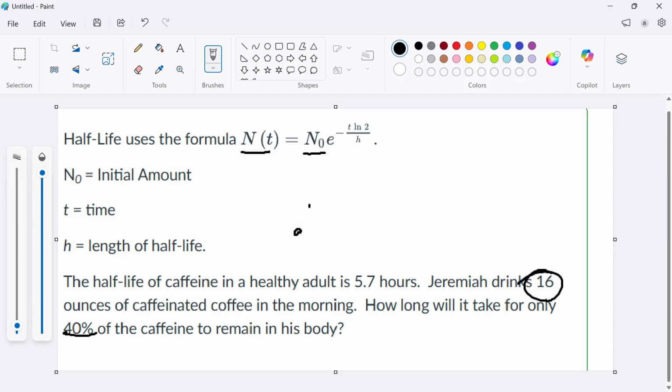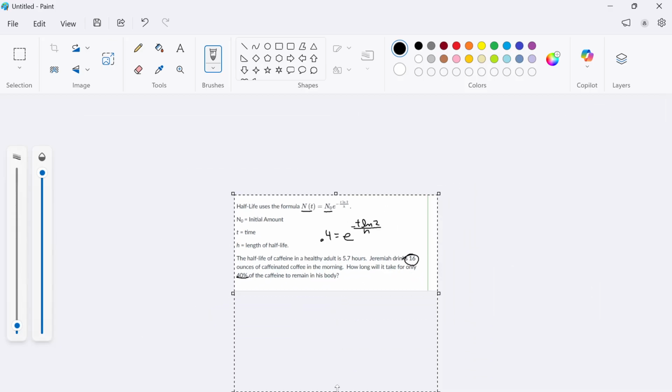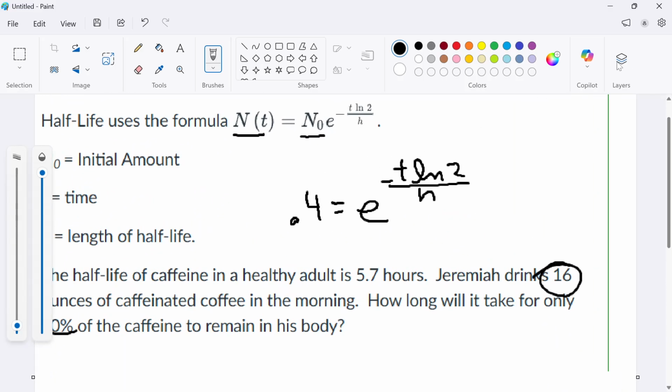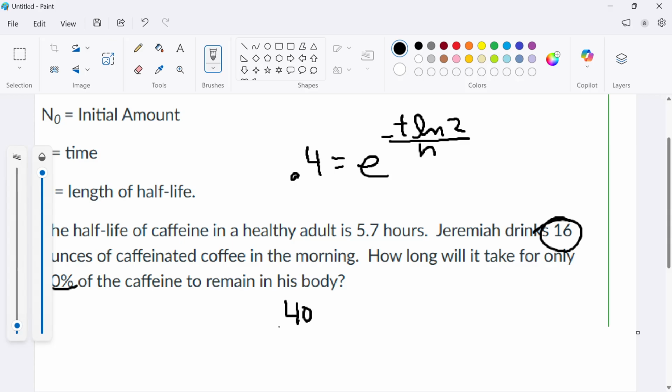So this is 0.4 equals, and then I've got e to the -t, natural log of 2 divided by h. Now I'm going to write the 0.4 as a fraction, because a lot of times, and I know on this one, the multiple choice relies on fractions. 0.4, I can write that as 40 over 100, or 4 over 10, and that's 2/5, equals e to the -t, natural log of 2 divided by h. Well, what is h? H is 5.7.